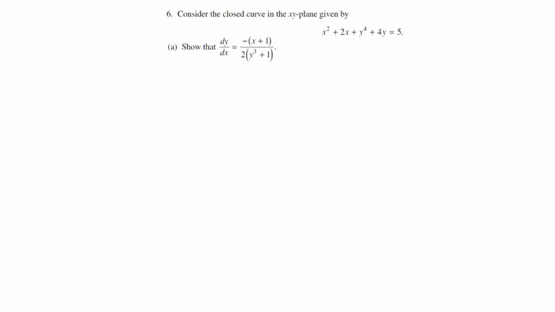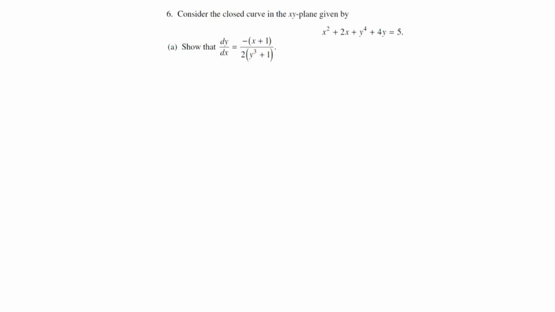All right, this is question number 6 from the 2008 Form B AP Calculus AB exam. This is a function FRQ, and we've got a curve x squared plus 2x plus y to the fourth plus 4y equals 5. They want us to show that the derivative equals that expression that they gave us.